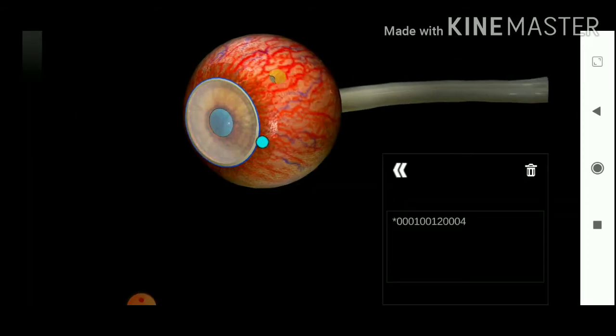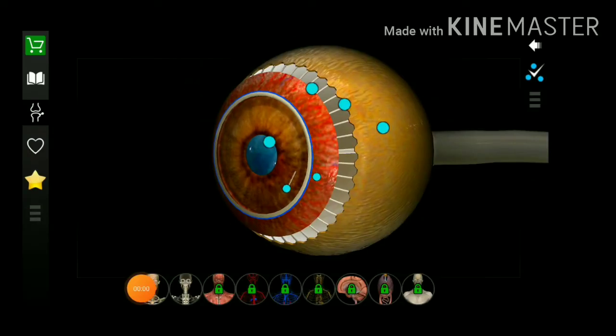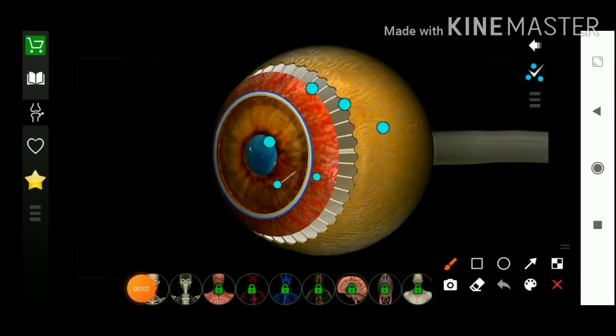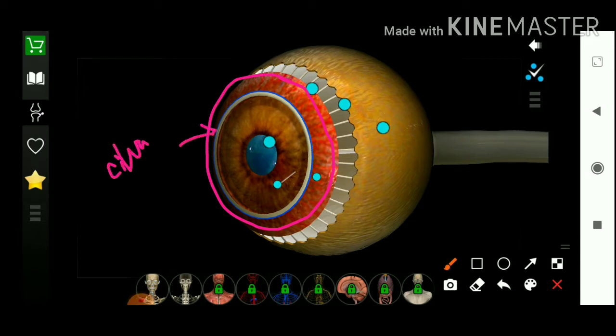This is actually the ciliary muscle. You can see the ciliary muscle I am highlighting. Now I think it's visible. You can see that this is a circular layer, the circular-shaped muscle. This is basically the ciliary body. And always remember that this ciliary body is connected with suspensory ligaments which suspend the lens.